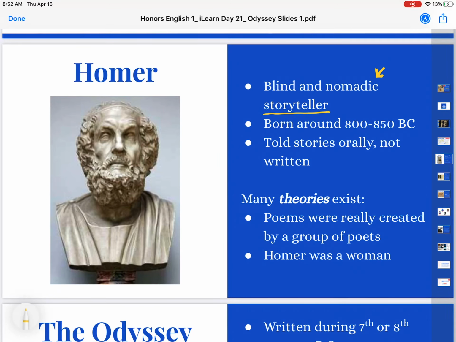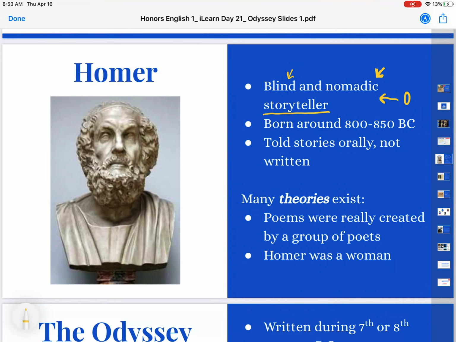He was born around 800 to 850 BC. BC is before the year 0, right? So it's been a minute. And he told stories out loud. He didn't write down any of his stories. He was blind, and it is difficult to write when you're blind. We do have Braille, and there are Braille typewriters, which are wonderful. But if you're blind, you cannot see the paper to write, and they didn't have typewriters in 800 or 850 BC. So, yeah, it was an oral tradition. He was a storyteller, not a story writer.